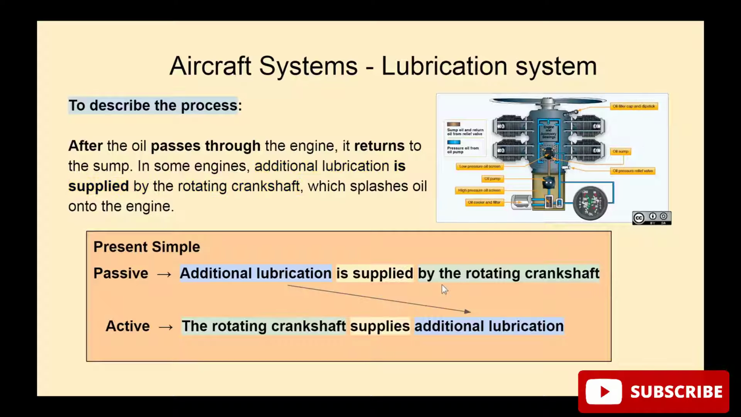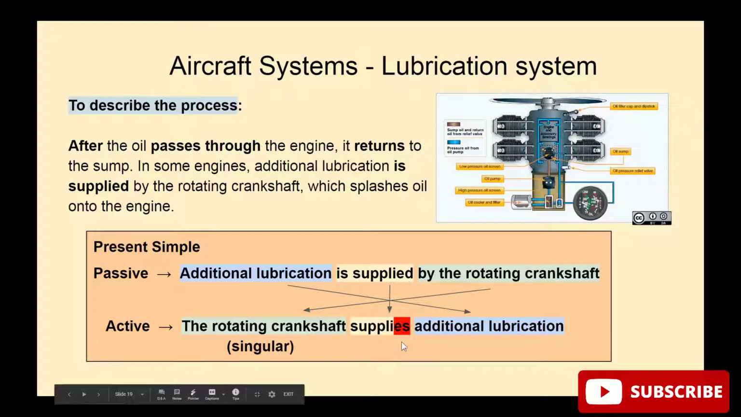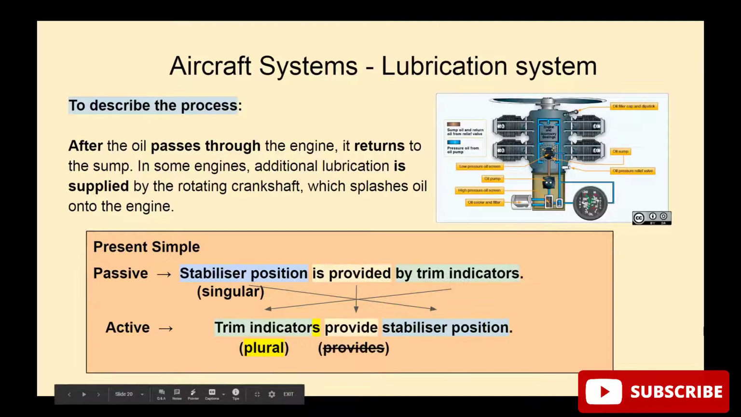However, when we turn it into the active voice, the subject of passive goes to the object position after the verb. The verb is supplied becomes active, supplies, and rotating crankshaft becomes the subject. Again, as rotating crankshaft is singular, the verb is singular too, so we need to place the final es at the end of it. That is one of the most important aspects, as when we change active into passive and vice versa, the number of the subject may change into singular or plural form, and therefore the verb will also change.